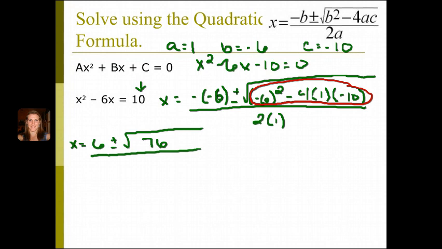And then we need to separate this. 6 plus the square root of 76 divided by 2 gives you x equals 7.2 when you round it. And then 6 minus the square root of 76 divided by 2 is negative 1.4.